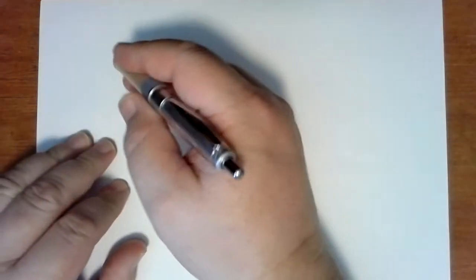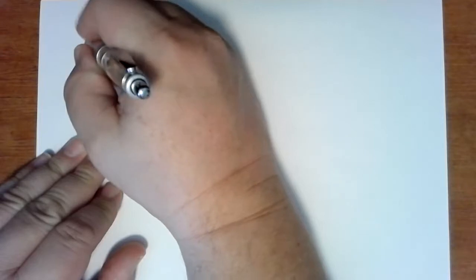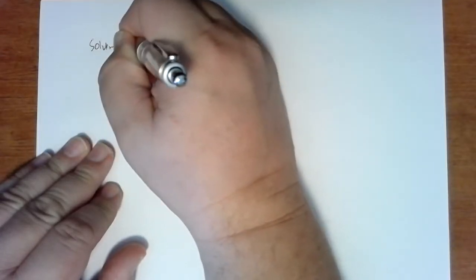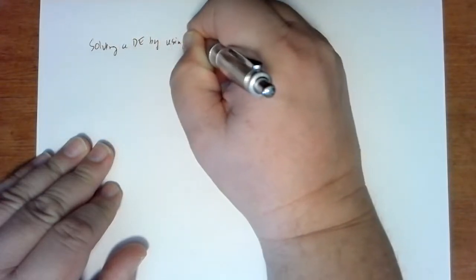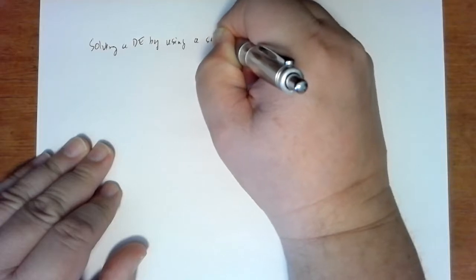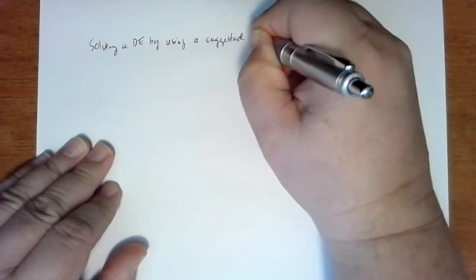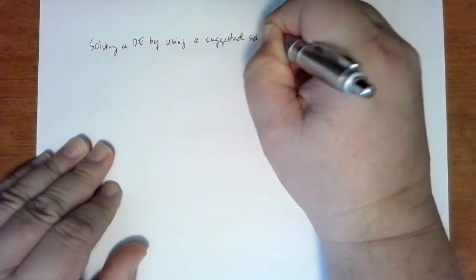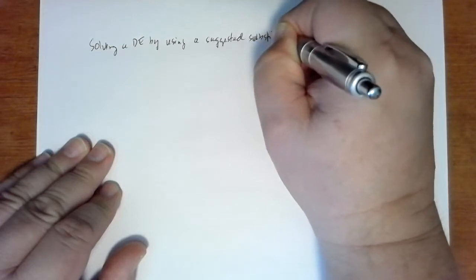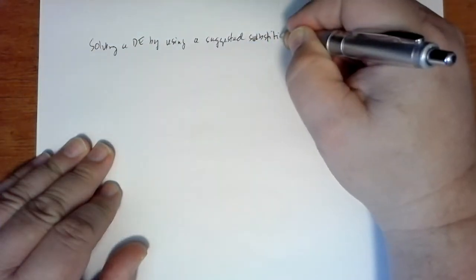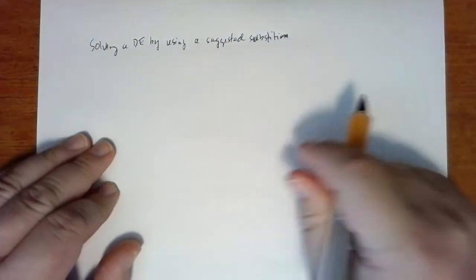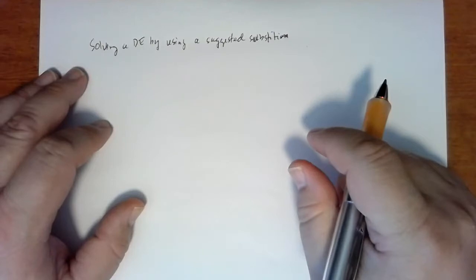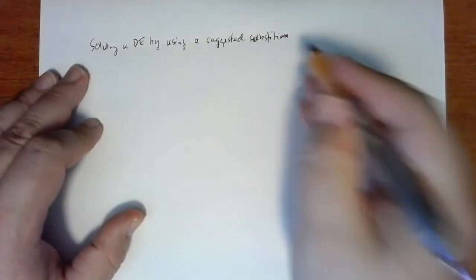And so in the exercises we're solving a DE by using a suggested substitution. Sorry, I'm not writing my normal way. I'm kind of reaching out here to get this underneath the document camera. Okay, so we're solving a differential equation by using a suggested substitution.